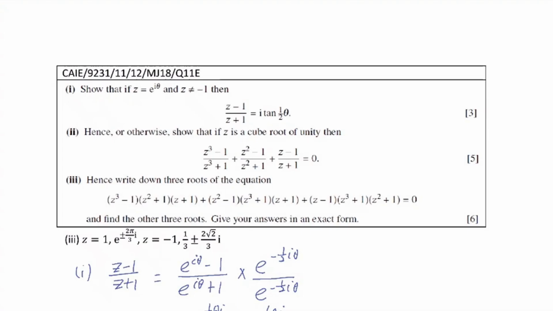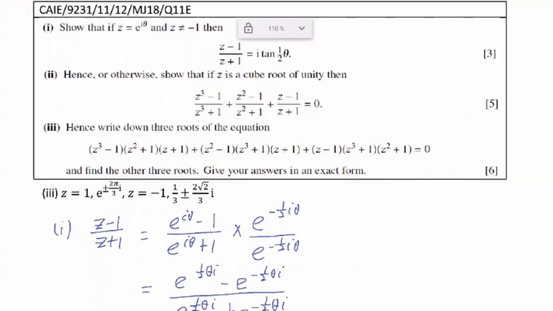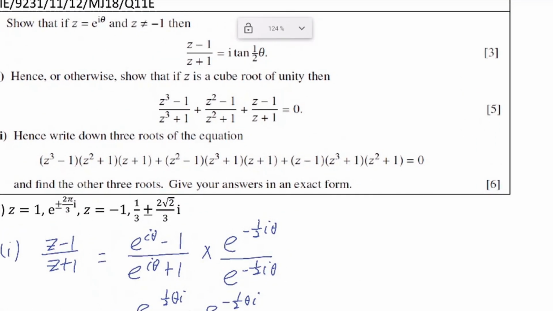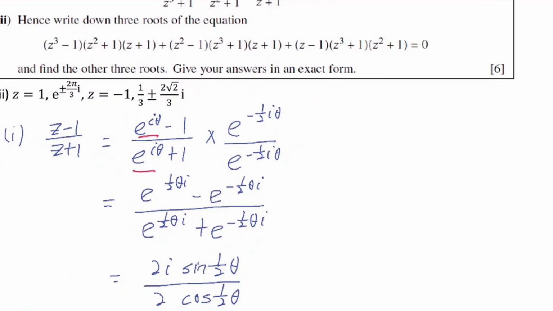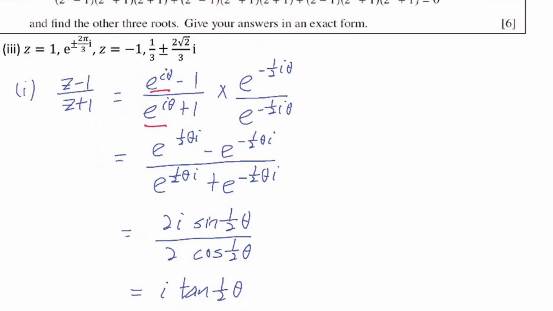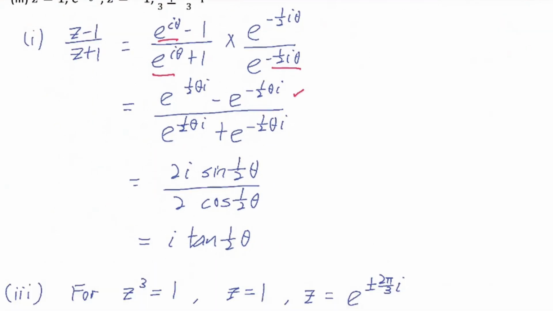Okay, next, this is a question that is a bit complicated. Anyway, show that if z is e to the power i theta, and z is not equal to -1, then we will have this result here. Basically, we assume z is e to the power i theta, and we can quickly multiply by z to the power -½ i theta. The reason is that both the numerator and the denominator will give us a very nice result. The numerator is the usual 2i sin half theta, and the denominator is 2 cos half theta. Remember these results, they are super useful. After that, it will give us just i tan half theta.